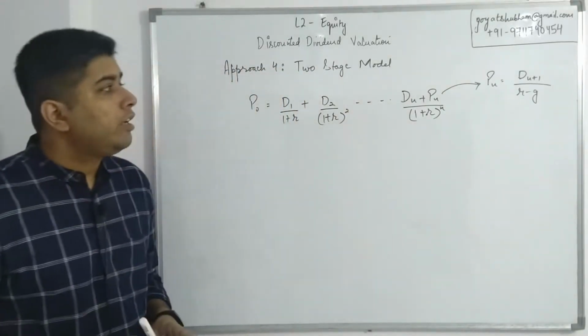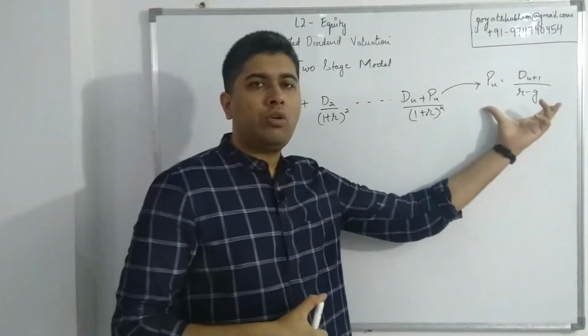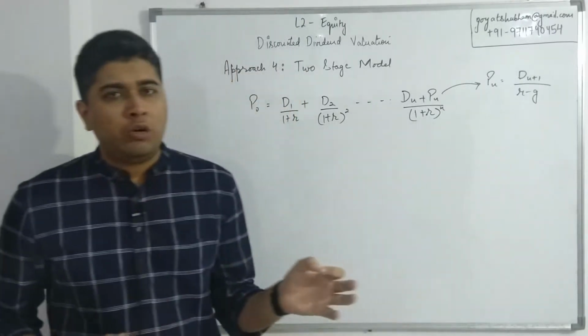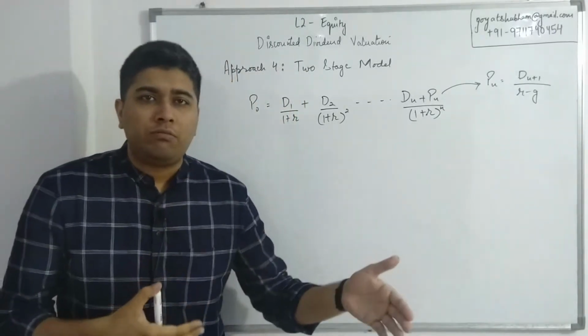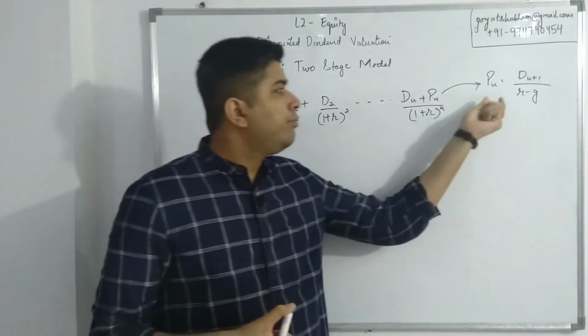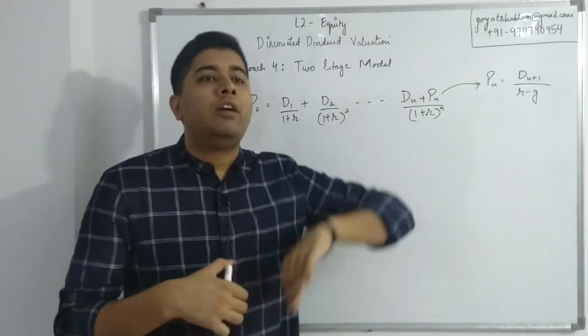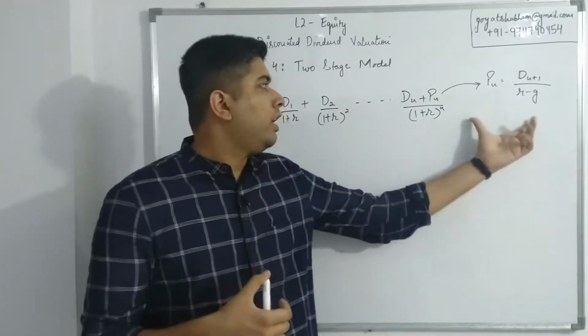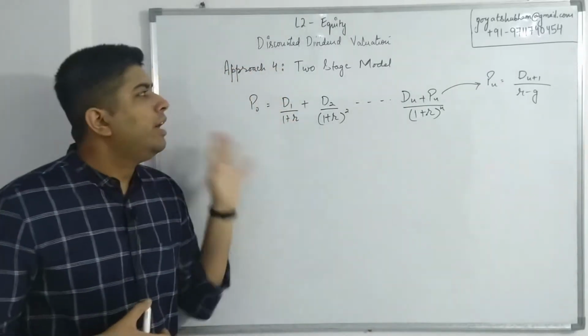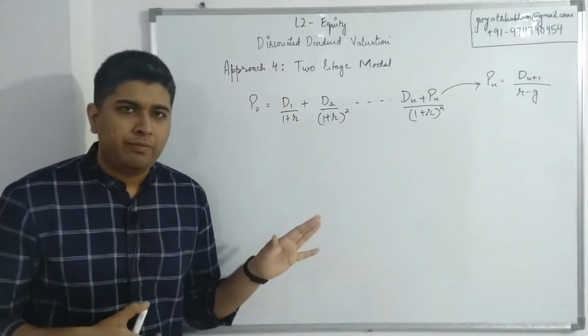Now that equation is nothing but the Gordon growth model. In Gordon growth model, we had P0 and we used D1. It's the same logic. If I need the price at time n, I'll always take the dividend of 1 year ahead. So just that logic. Now the whole concept behind the two-stage model is fairly simple.